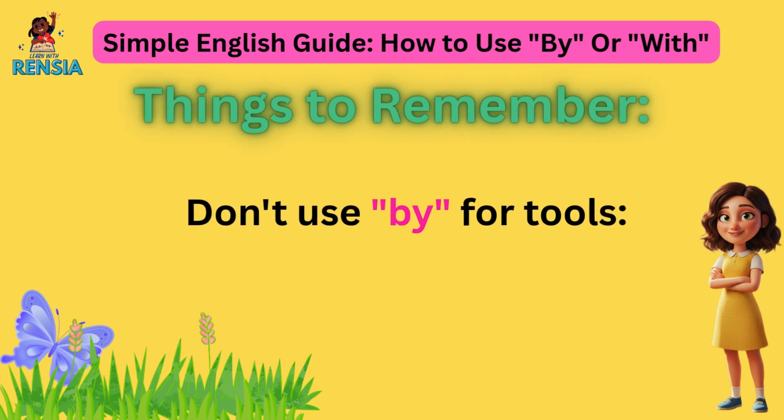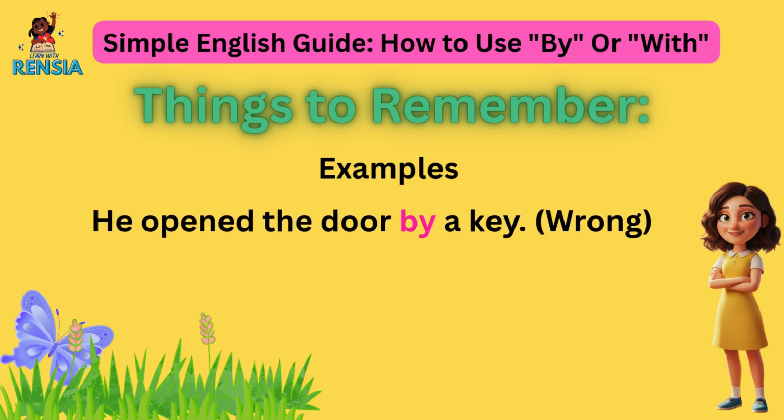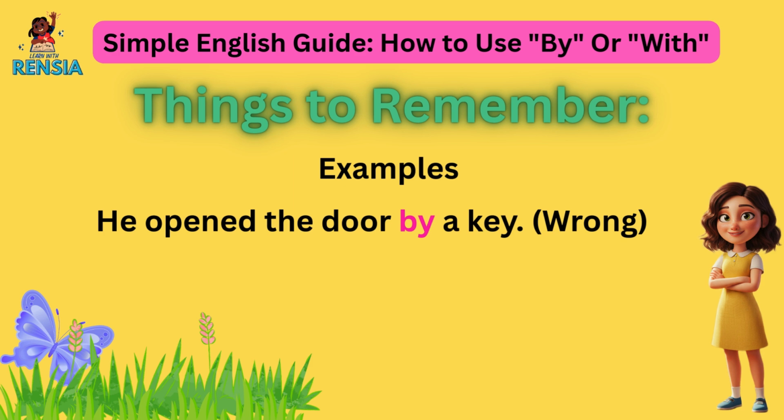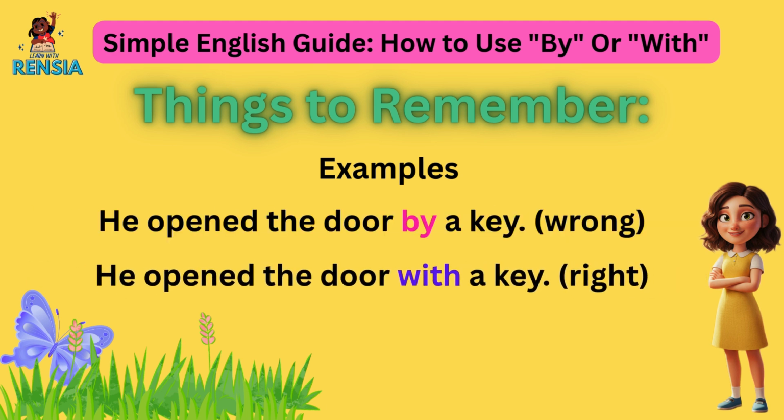Things to remember. Don't use by for tools. Example: He opened the door by a key. It is wrong. The right way is, he opened the door with a key.